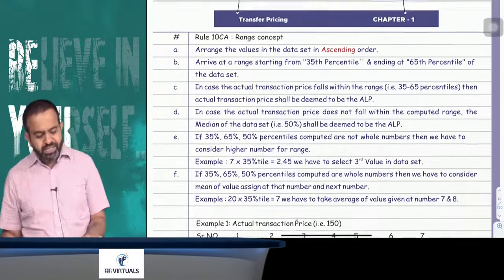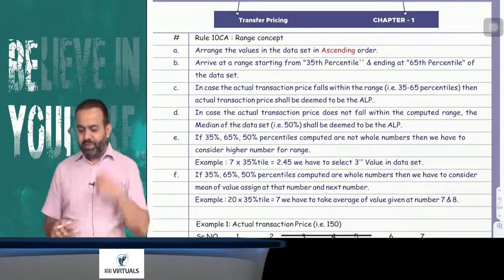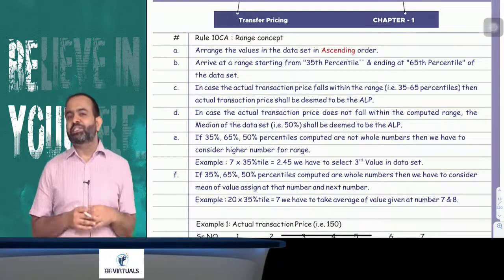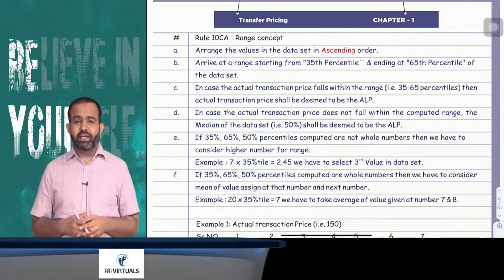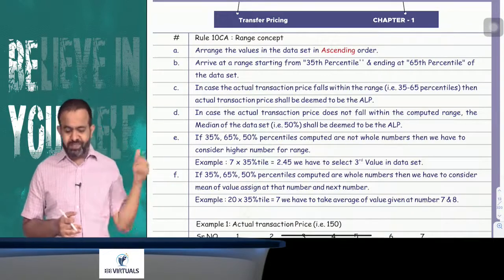Yes, people. Now, next part is related to the range concept. All people just pay attention. In section 92C subsection 2, we have discussed that if there is more than one arm's length price, then you have to take the average. But guys, try to remember this particular concept.